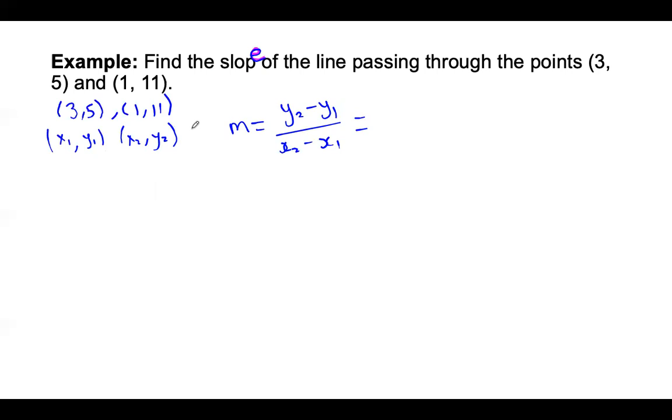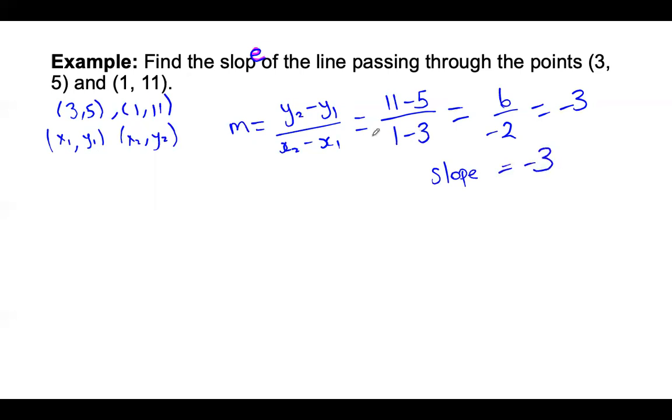What do you get? So 11 minus 5 divided by x2, so 1 minus 3. I get 6 divided by -2, which is -3. So we see that the slope is, of course, -3. So we found the slope.